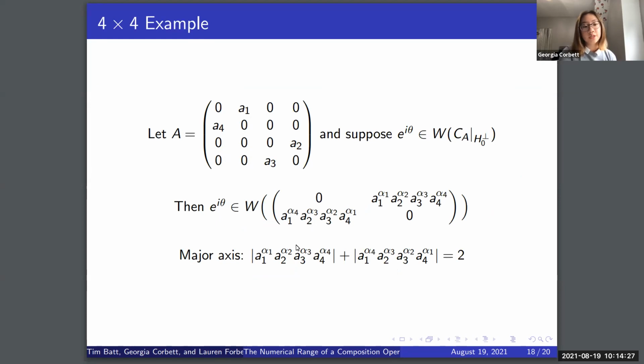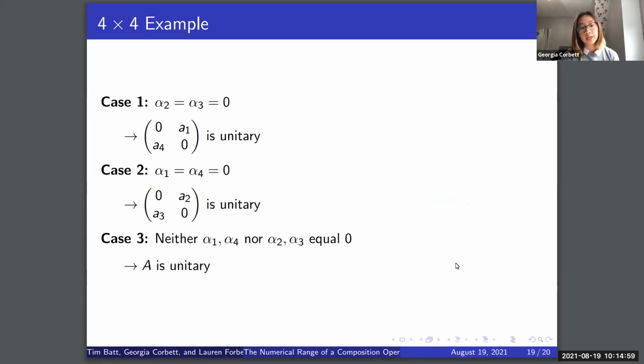So now I'm just going to quickly go over an explicit example to show the similarities and how the 2 by 2 proof is used. We let A be a 4 by 4 matrix made up of 2 by 2 blocks. We let e to the i theta be in the numerical range. And for the same reason as in the 2 by 2 proof, e to the i theta must lie on one of these ellipses, and the major axis of that ellipse must equal 2. And so now we get to 3 cases.